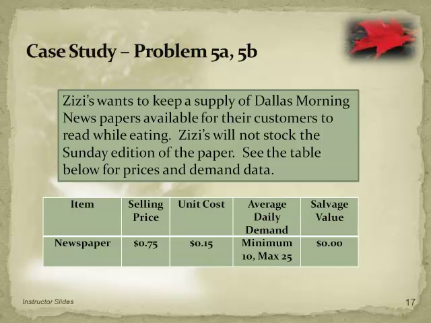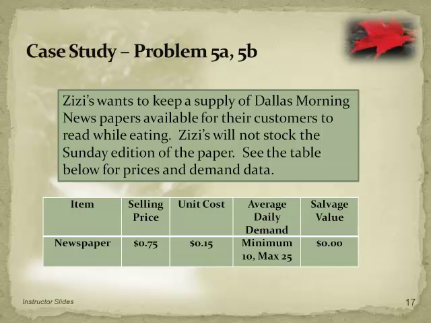So the selling price, they sell it for 75 cents. It costs them 15 cents to buy the newspaper from the Dallas Morning News. And the average daily demand, so they have always sold at least 10 newspapers per day. So that was the minimum number that they have sold every day. So we can guarantee that we'll sell at least 10. And the most we've ever sold in any one day is 25. And the salvage value for these newspapers is 0. So after that particular day, we're going to have to throw those papers in the recycle bin.